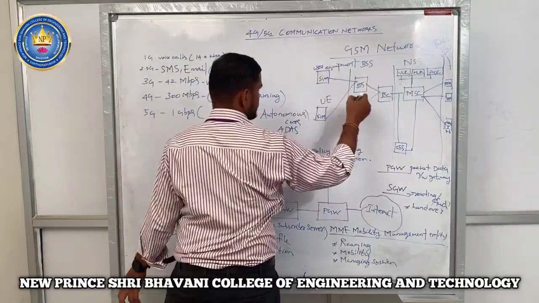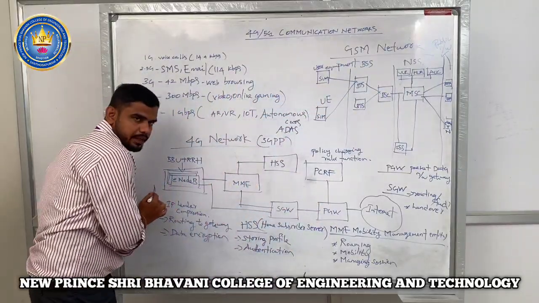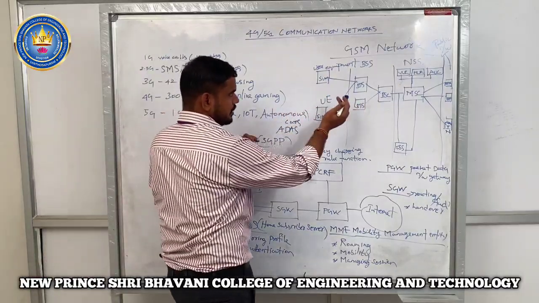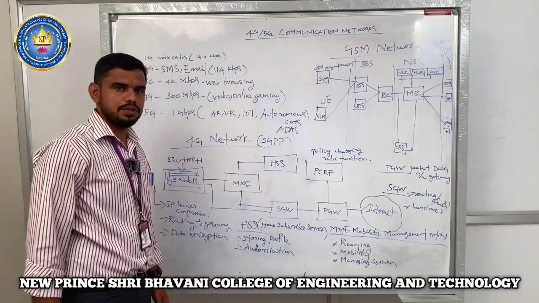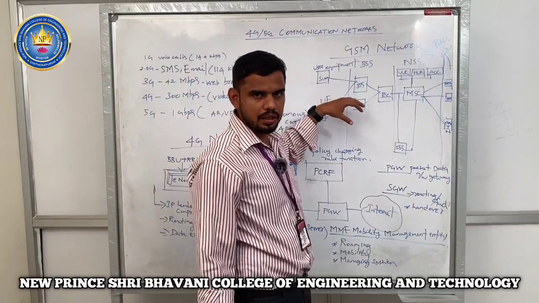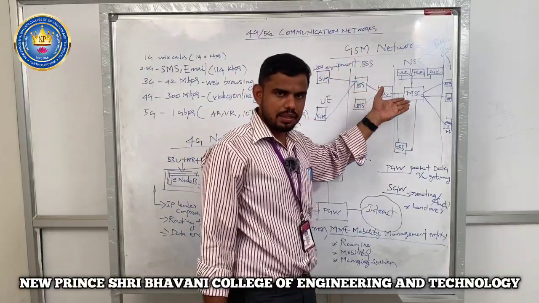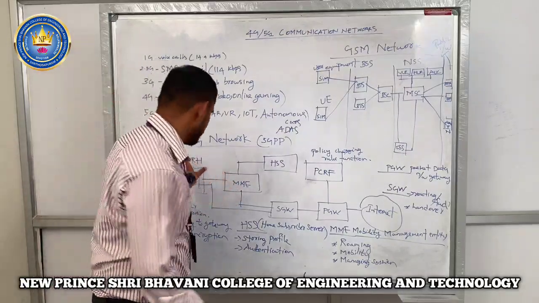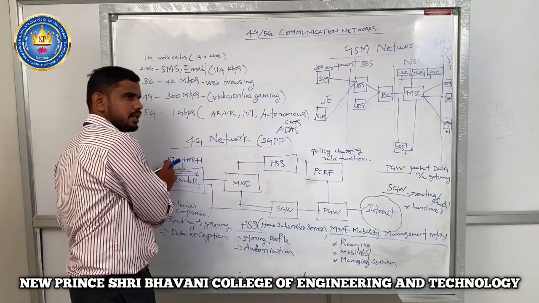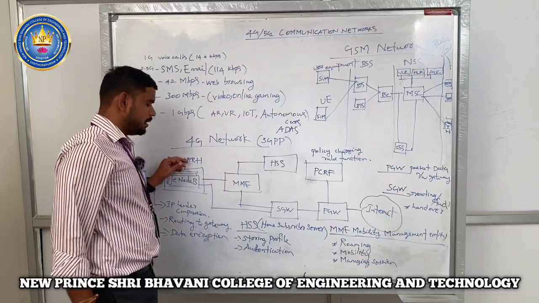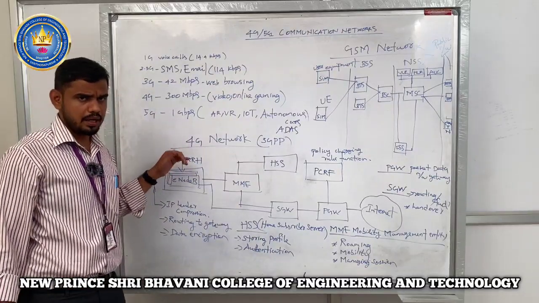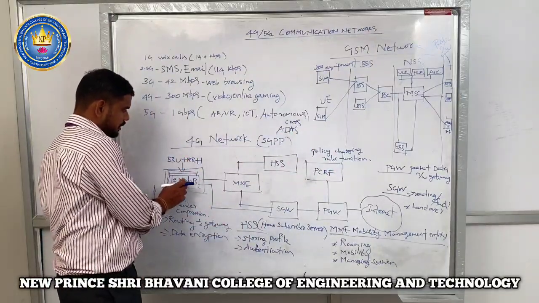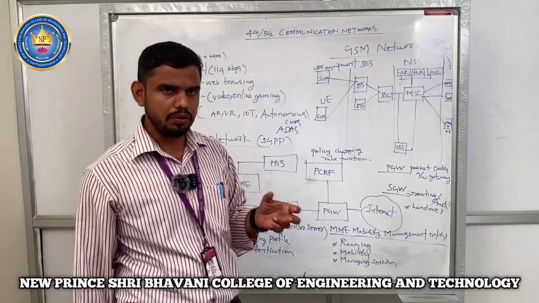So here we have the E node B in the 4G network, which is similar to the base station subsystem. Whatever the base station subsystem has done in the GSM network, the same will be happening in the 4G network by using the E node B. So E node B is a combination of BBU, baseband unit, and RRH, radio remote head. By the combination of these two, E node B has been formed.